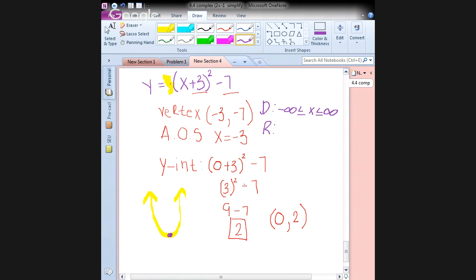Okay, and then your range. I like the picture for the range. What I'm looking for is numbers that are bigger than the y value of my vertex, because range has to do with y. So I would write this as y is greater than or equal to negative 7, since that was the y of my vertex. So that's pretty much it.